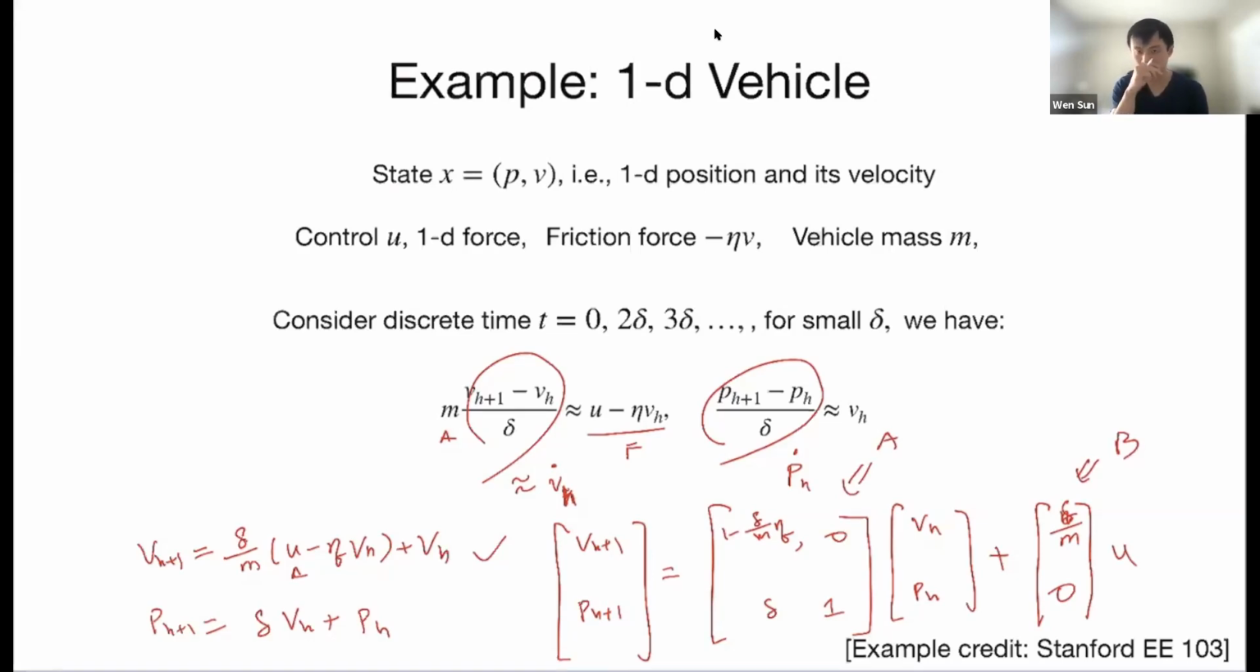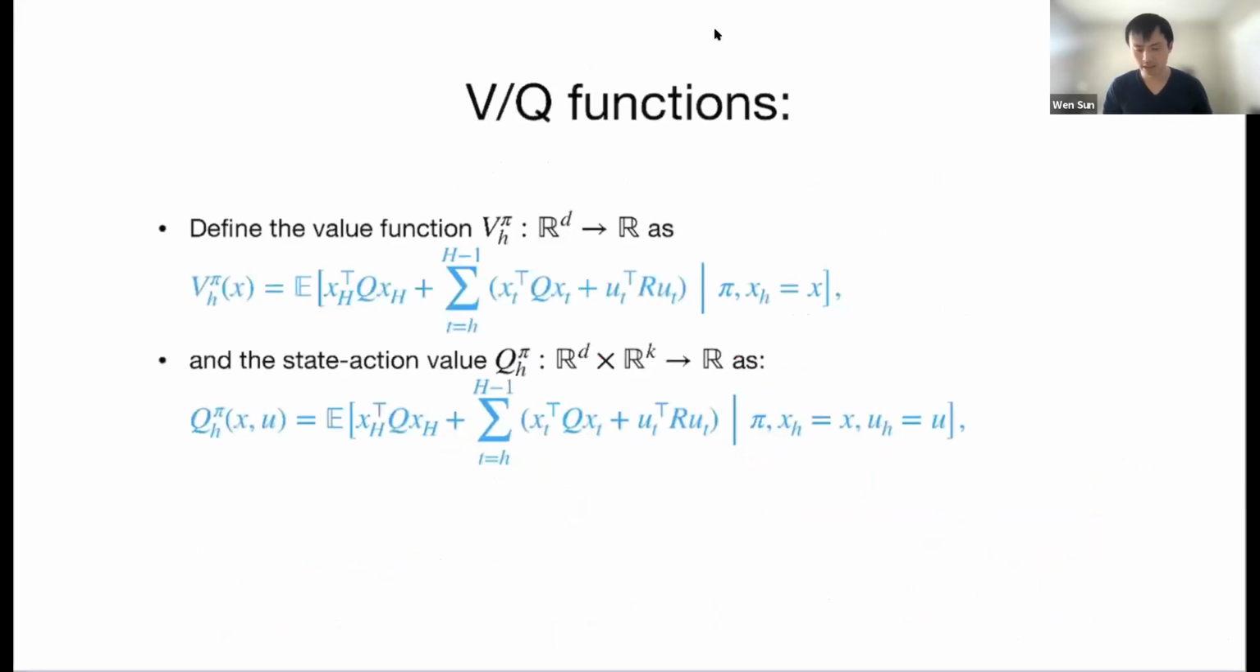So this is a very simple example of this linear quadratic regulator. But as you can see here, we are already using approximation. This is just to give you a sense of how we can formulate a linear system using some approximation. And it's the same value function and Q function, except now we can write the cost function in this quadratic form. Other than that, they're basically the same.